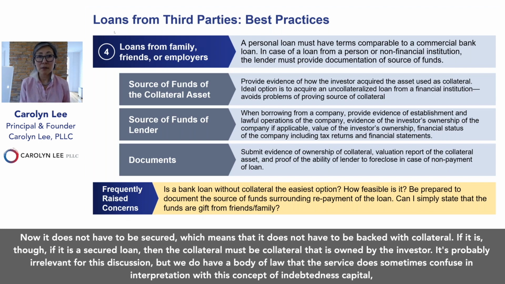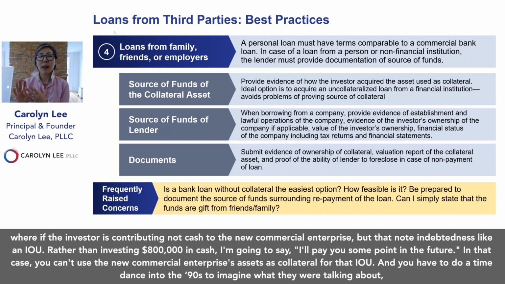It's probably irrelevant for this discussion, but we do have a body of law that the service does sometimes confuse in interpretation, and it's with this concept of indebtedness capital, where the investor is contributing not cash to the new commercial enterprise, but a note, indebtedness, like an IOU. Rather than investing $800,000 in cash, I'm going to say, I'll pay you at some point in the future. In that case, you can't use the new commercial enterprise's assets as collateral for that IOU.